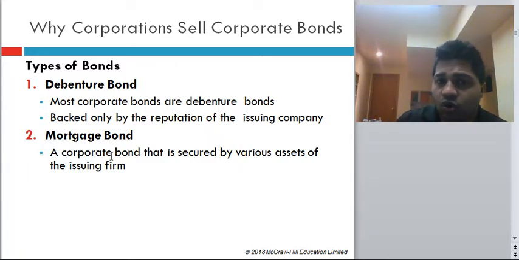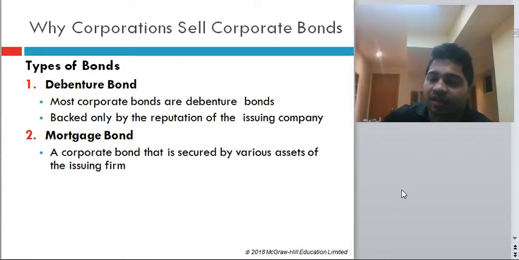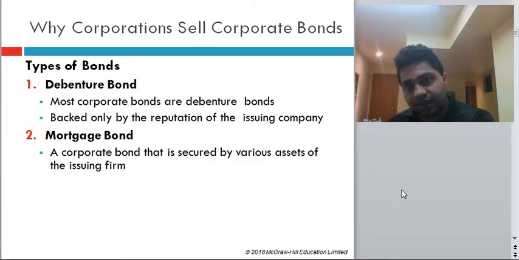Mortgage bond: a corporate bond that is secured by various assets of the issuing firm. So there is a specific asset that is kept as collateral. For example, I'm an infrastructure company and I'm constructing a bridge from Vancouver to Vancouver Island. I can keep that bridge as collateral and raise money from bondholders. If I'm unable to pay coupons, the bondholders can take over the bridge and collect money from tolls that I am currently receiving.